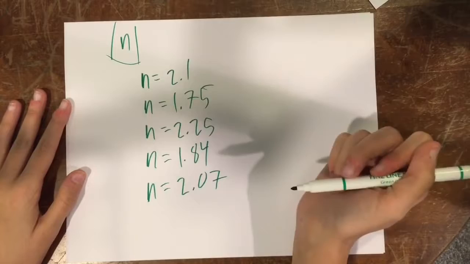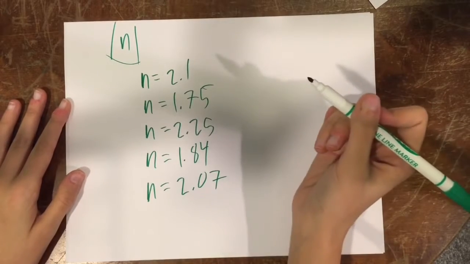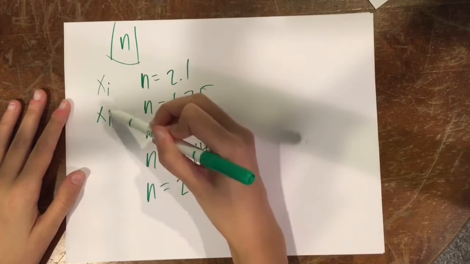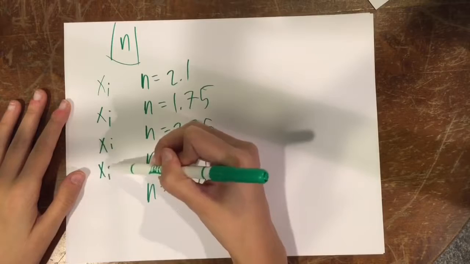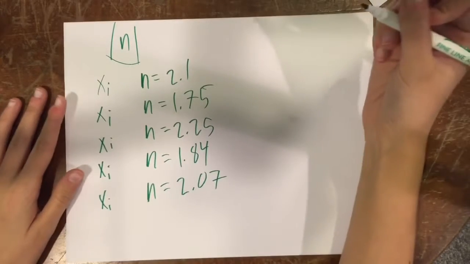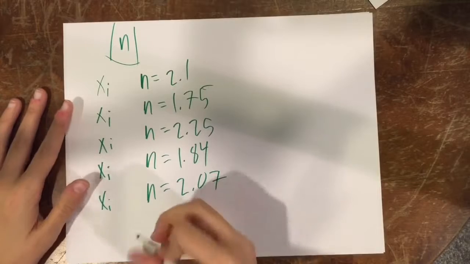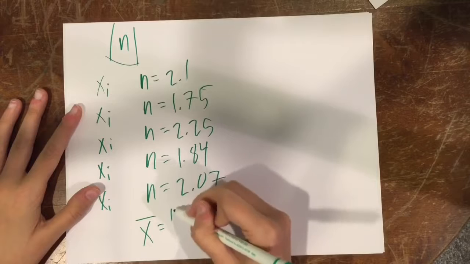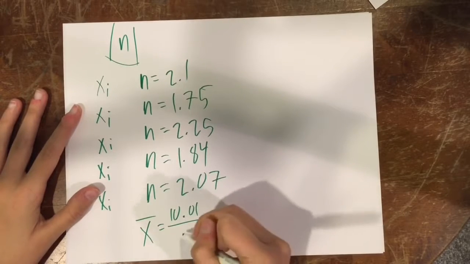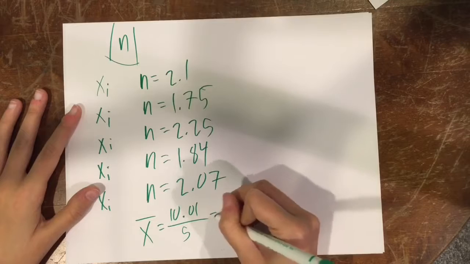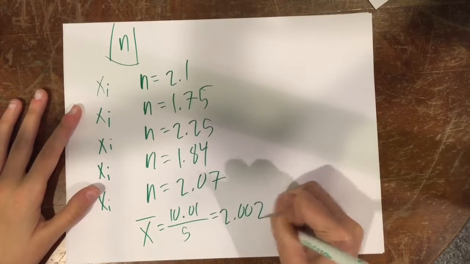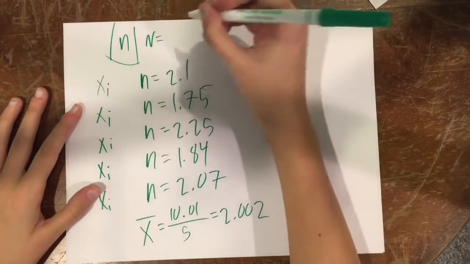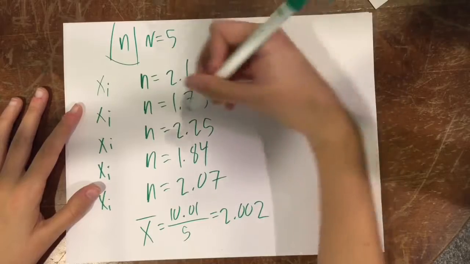So let's say these are all your different values of N you got for this experiment. Each one will correspond to this xi, which is each individual data point. And then the average of all these, or the mean, comes out to 10.01 divided by 5, which equals 2.002. Capital N from the equation will come out to be 5, in case you couldn't tell.